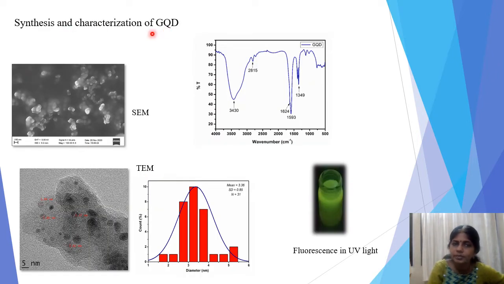And GQD has been synthesized starting from graphite material, and it has been characterized using different techniques. The SEM and TEM analysis show a particle nature of the GQD material in the aggregated form, and the average particle size was found to be nearly 3 to 5 nanometer. The functional groups of the material have been confirmed by IR analysis. And this photograph shows the green fluorescence of the GQD particles which have been synthesized.